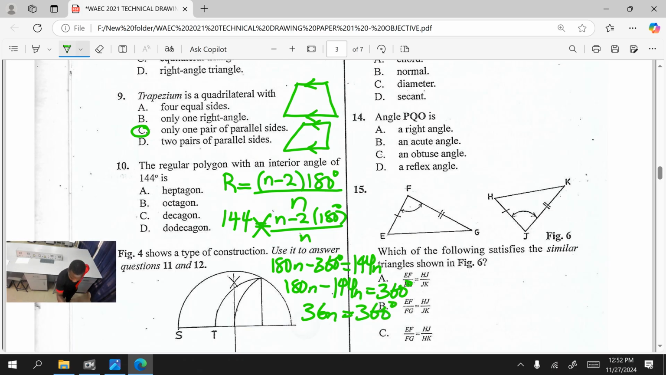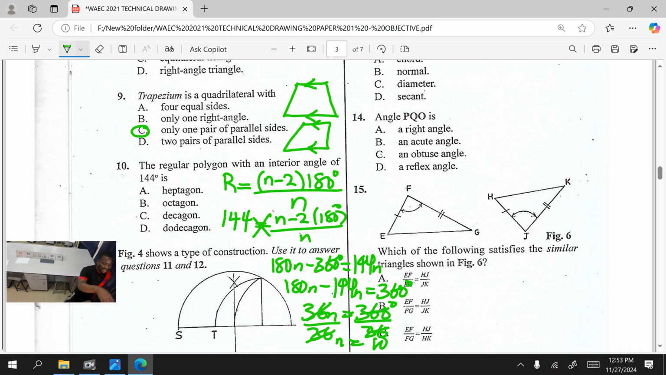Then what do we do? Divide by what? 360. Divide both sides by 36, the coefficient of n. 36 we cancel 36. We are left with n equals 360 degrees divided by 36. That will give me 10. So 10 is the number of sides.